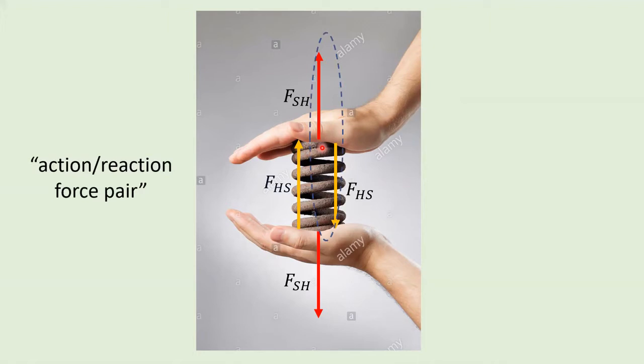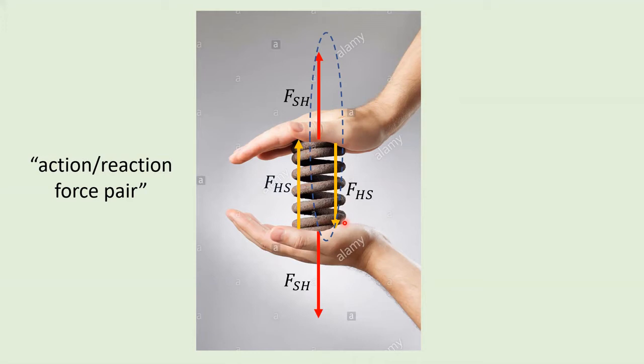And so we can identify what's called an action-reaction force pair. This is a common phrase used to explain Newton's third law. If this spring is pushing back on your hand with 10 pounds of force, then you must push on the spring with 10 pounds of force in the opposite direction.